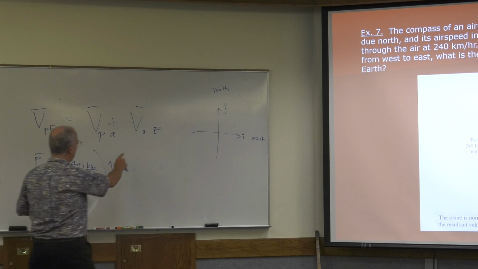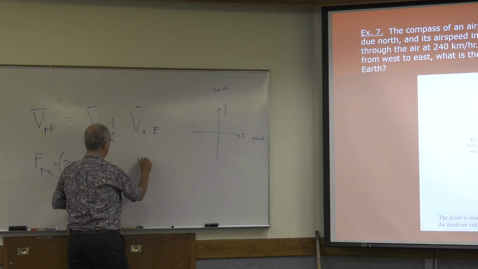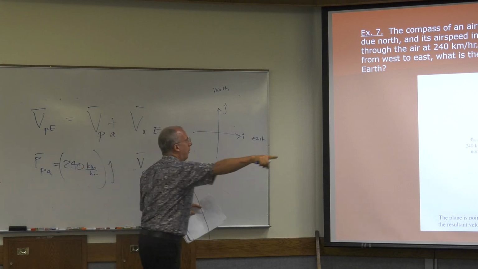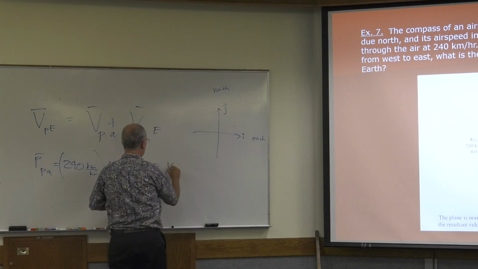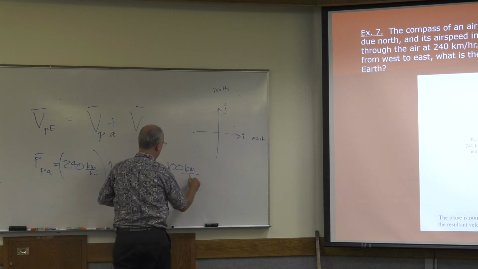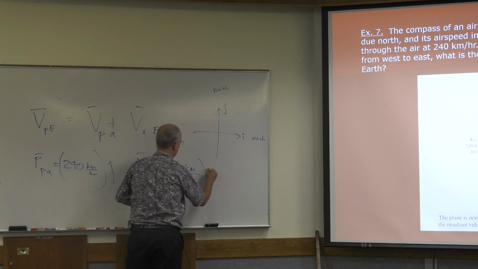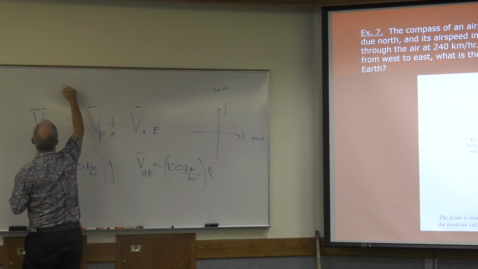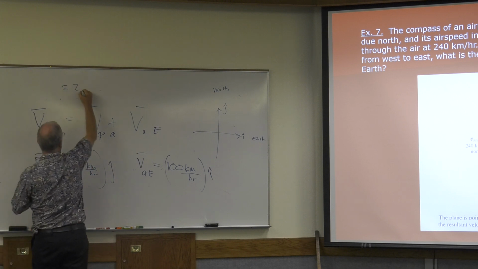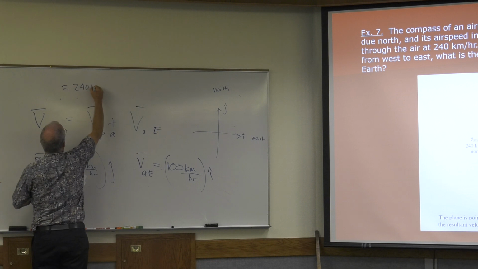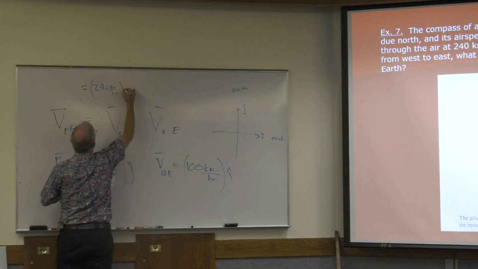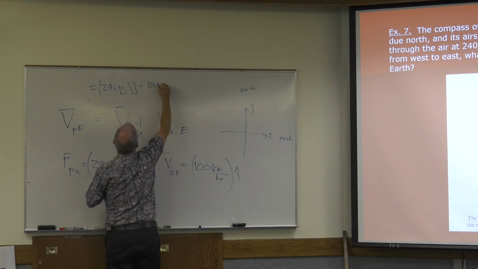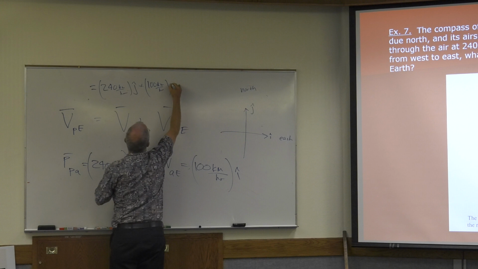Now we want the velocity of the air relative to the Earth. It tells us 100 kilometers per hour that way. So it's 100 kilometers per hour I. So the velocity of the plane relative to the Earth is 240 kilometers per hour J plus 100 kilometers per hour I.